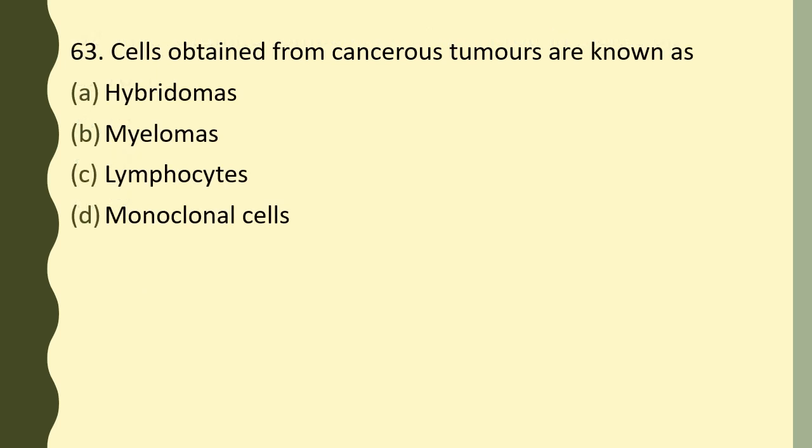Question number 63. Cells obtained from cancerous tumors are known as hybridomas, myelomas, lymphocytes, monoclonal cells. Correct answer is option B, that is myeloma cells.